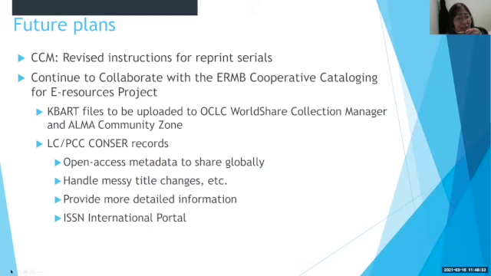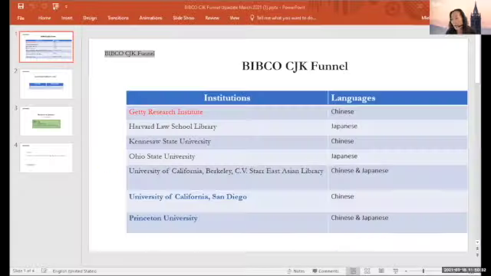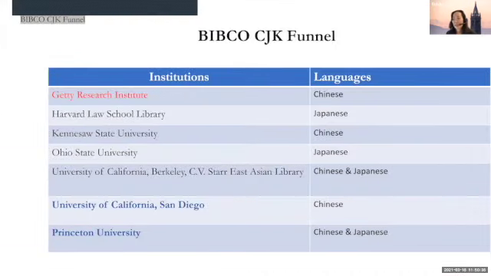As you can see, PCC Council Records are really open access metadata to share more globally, and they can handle massive title changes. They can provide more detailed information in comparison to the KBA file. And most important, it is linked to the ISN International Portal. Next. That's all. Thank you. So the next update will be the BIBCO update.